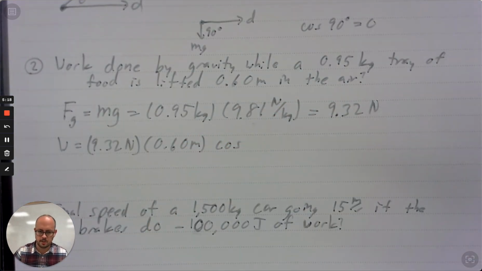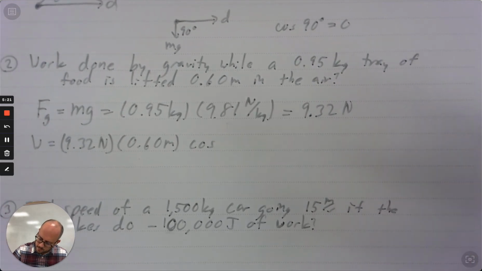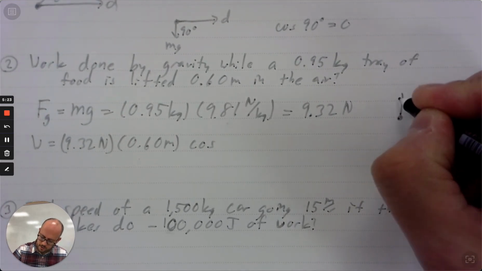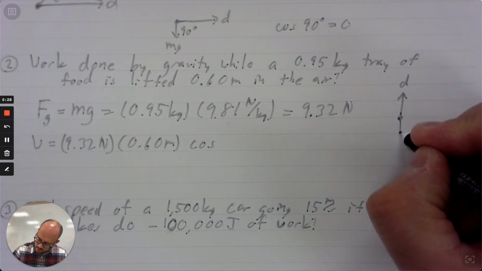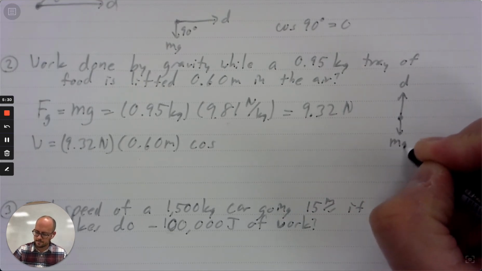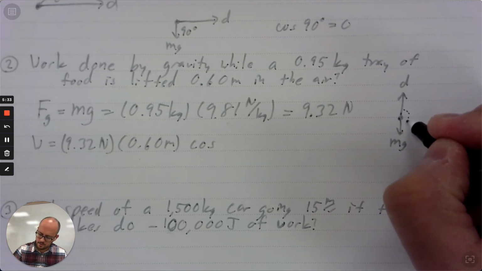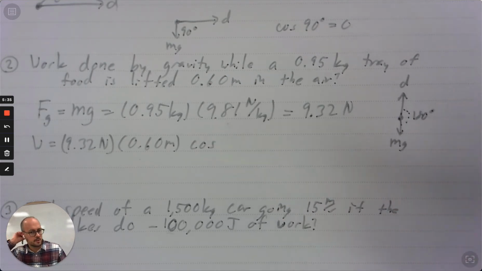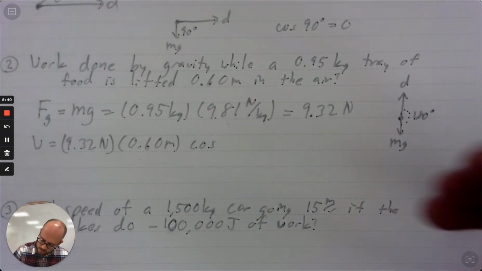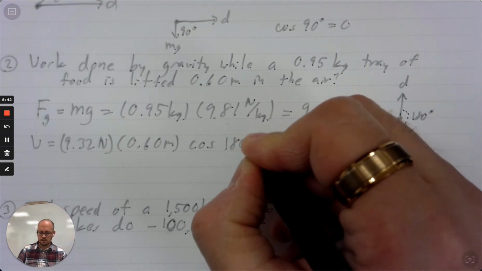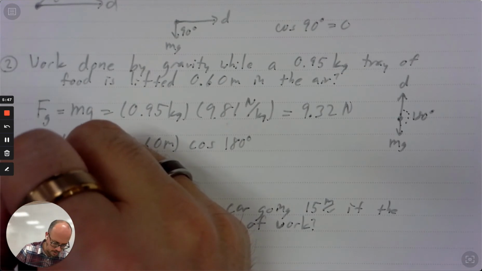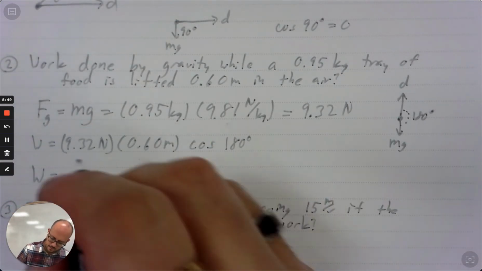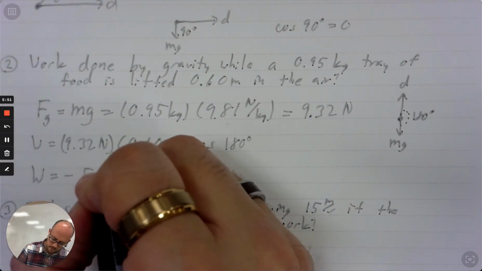So, back to drawing a picture. The food tray is going to move vertically upward, and at the same time, gravity is going to act vertically downward. This angle is 180 degrees. So gravity is pushing against the raising of the tray. So 180 degrees. Cosine of 180 degrees is -1, and that's really important. And so the work done by gravity is negative 5.59 joules.